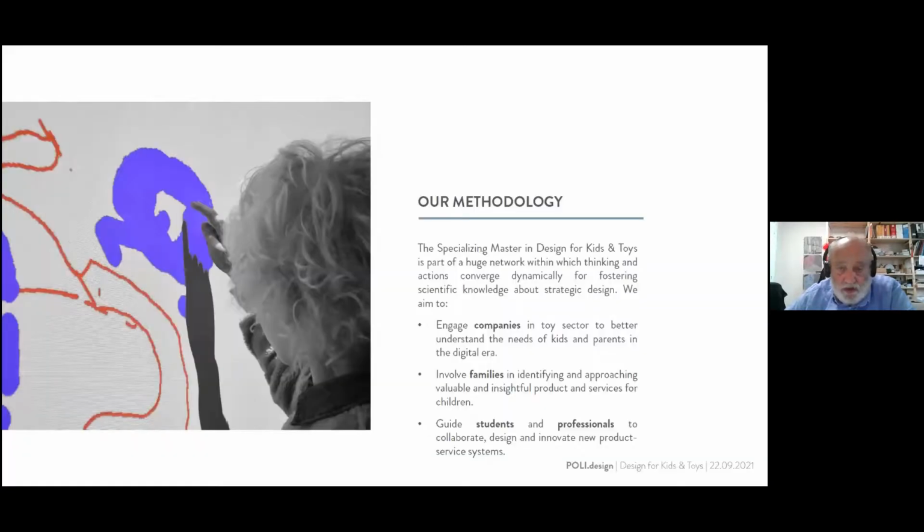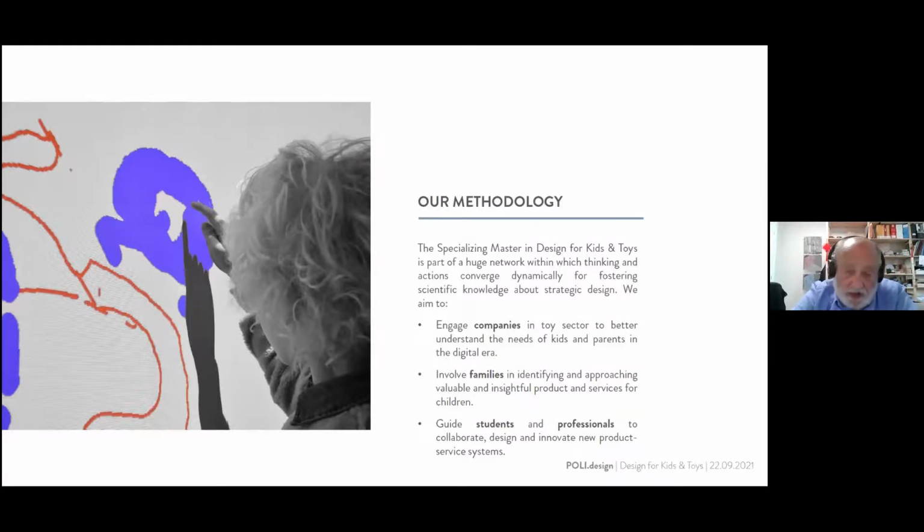How do we work? Our methodology is to engage a company, to involve families, and to guide students and professionals to design and innovate products. Why company and why families? Because with families, you can identify the client, the real needs of the client and the user. Families means parents and kids, and we observe the children, and also test the idea and the solution with real children.